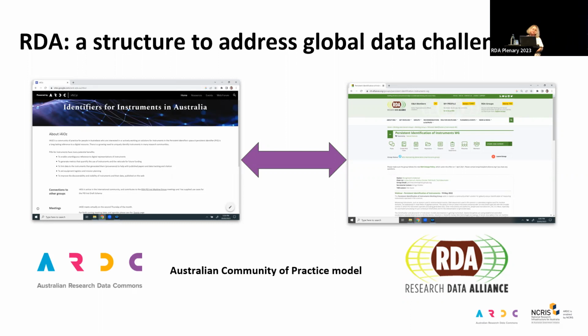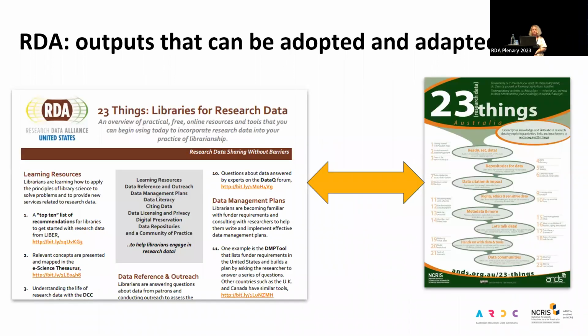So we have an identifiers for instruments community of practice that's run by ARDC, and that feeds into the PIDs for instruments group in the RDA and has submitted use cases there. And the work of that group is then brought into the community of practice in Australia. I think that's been quite a good model.